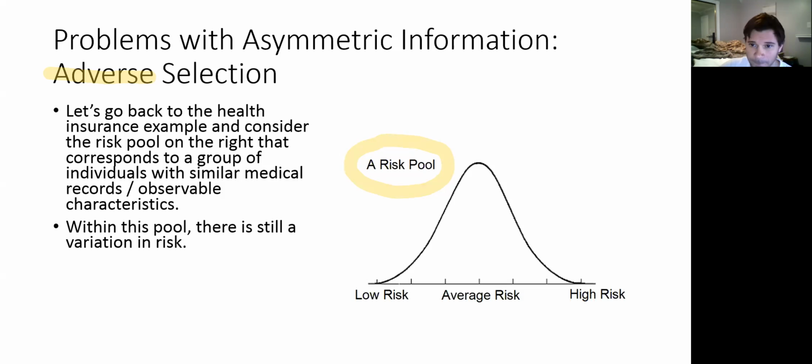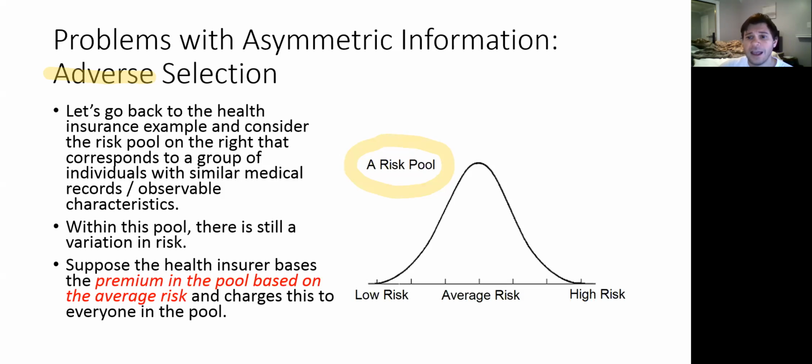That's important here. Okay, and let's suppose that the health insurer bases the premium in the pool based off of that average risk and charges this to everybody in the same risk pool. So even though you're healthier, you're going to be charged a premium based on the average, knowing that higher risk folks in your pool are pulling that average up. Okay, that is the trick. So the premium in this case looks like it would be right here, right? It's based off of the average risk. So let's suppose on that x-axis, we're also measuring the premium, which is an increasing function of risk. They are proportional to one another.